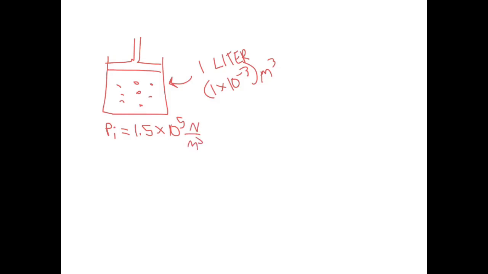And so we have a cylinder and a piston, and I'm showing like 8 gas molecules. We're going to say the volume here is 1 liter. Now a liter happens to be 1 times 10 to the negative third, or 1/1000th of a cubic meter. Our initial pressure is going to be 1.5 atmospheres, or 1.5 times 10 to the 5th pascals, or Newtons per meter squared. And the initial temperature of this gas, we're going to say, is 20 degrees Celsius.